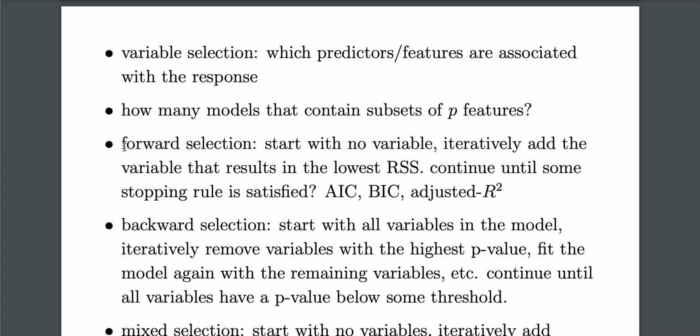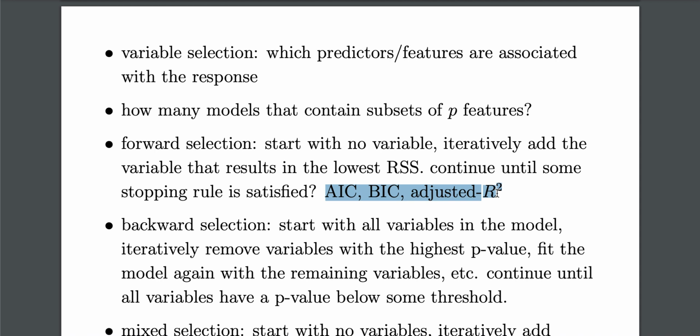So, forward selection: start with no variable, iteratively add the variable that results in the lowest residual sum of squares or the highest p-value. And then you can continue until some stopping rule is satisfied. Sometimes it's AIC, BIC, adjusted R squared. These three measures, we'll see them later again.